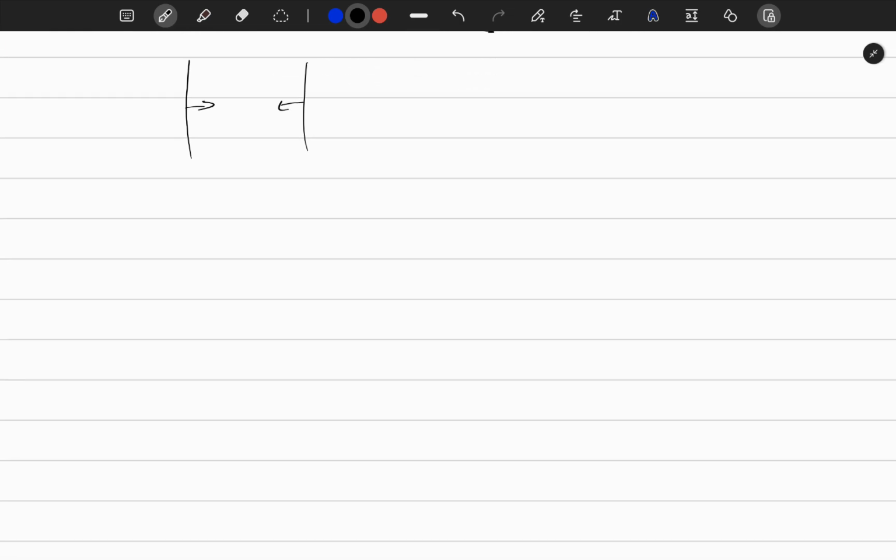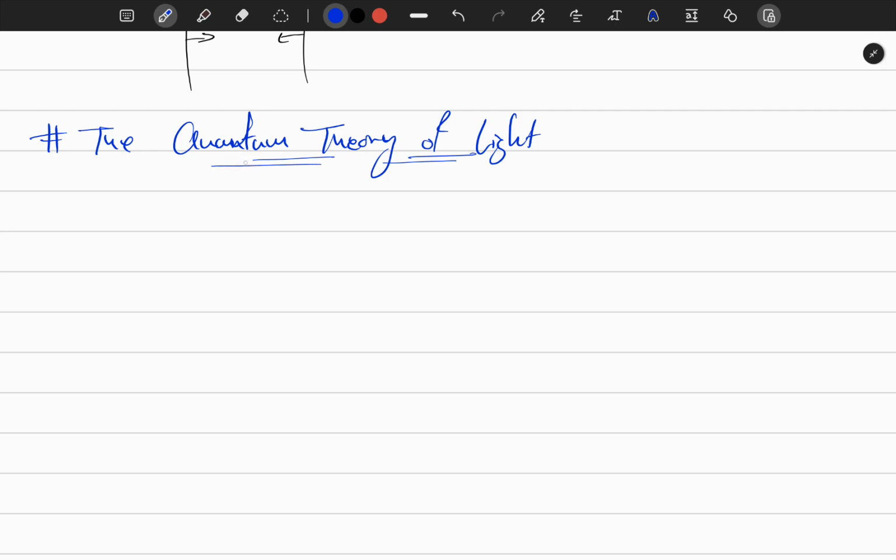This leads us to the other theory of light, which is the quantum theory of light. So let us discuss the quantum theory of light.